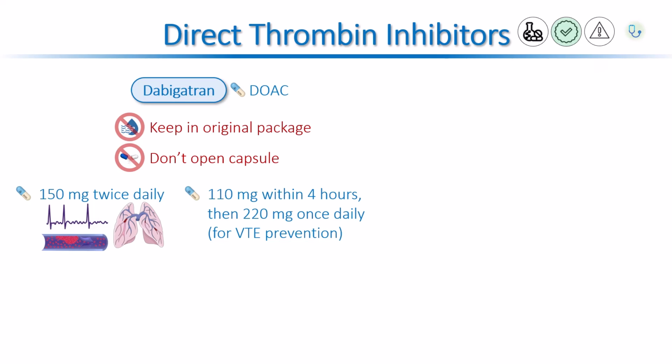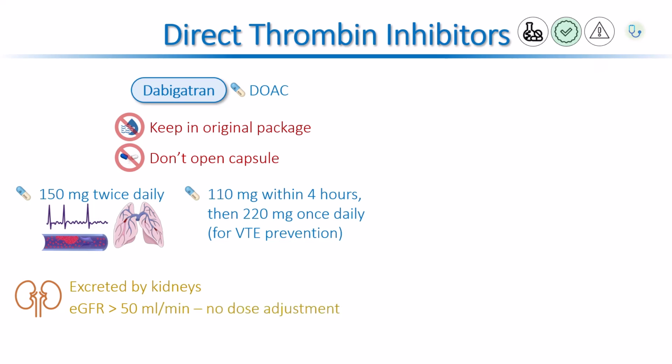We do not have to do blood tests routinely. Instead, we have to be mindful of creatinine clearance to know how well the patient's kidneys are working, as this drug is cleared by the kidneys. If the creatinine clearance is more than 50 milliliters per minute, we need no dosage adjustment. If the creatinine clearance is less than 50 milliliters per minute, we may need to use a lower dose.